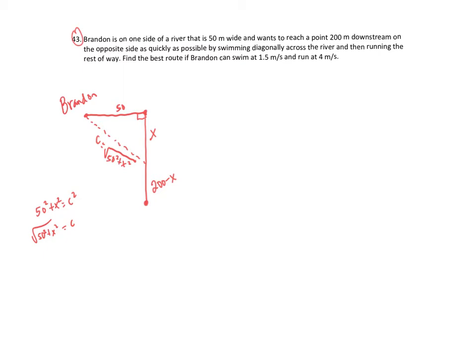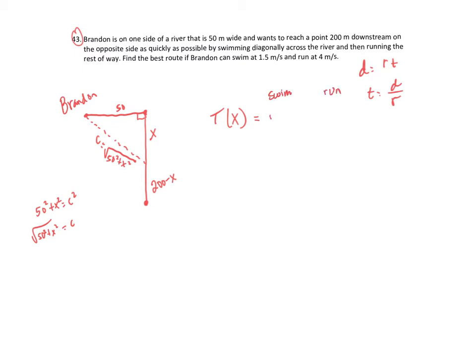So then we want to think about our equation of distance equals rate times time and manipulate it so that it says time equals distance divided by rate. Right? So that's what we're looking to minimize in this situation. Now, Brandon is doing two different things. Therefore, we will have two different ratios of distance over rate based on his swimming and his running.